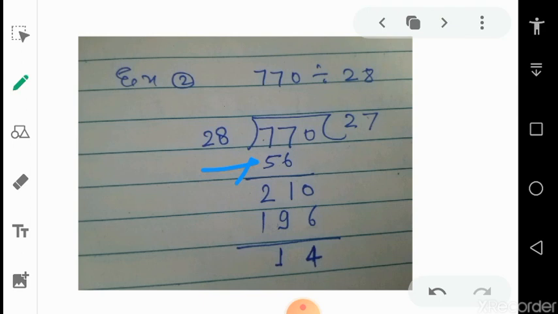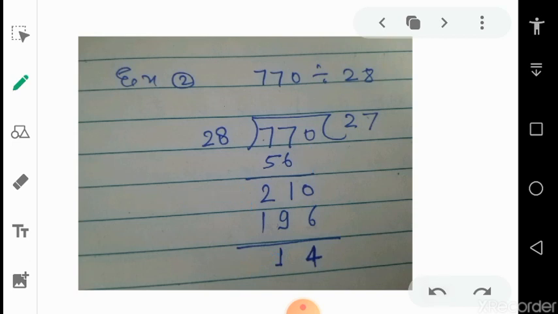77 minus 56 is 21. We copy this 0, it becomes 210. Then 28 7s are 196. After subtraction we get 14. Here you can see that 770 is not completely divisible by 28, because we are getting the remainder as 14.